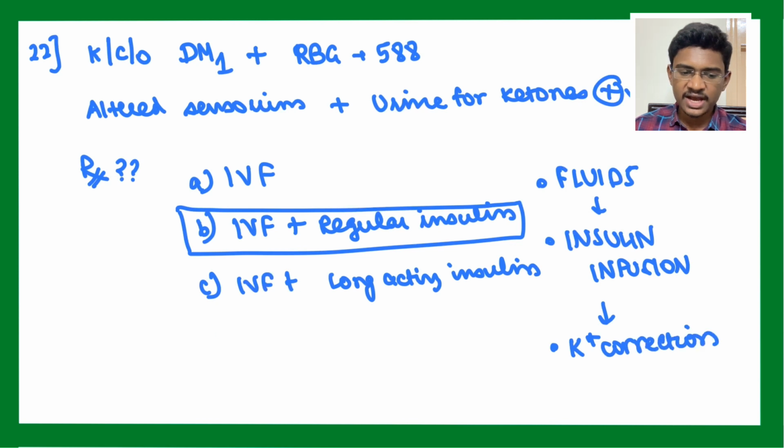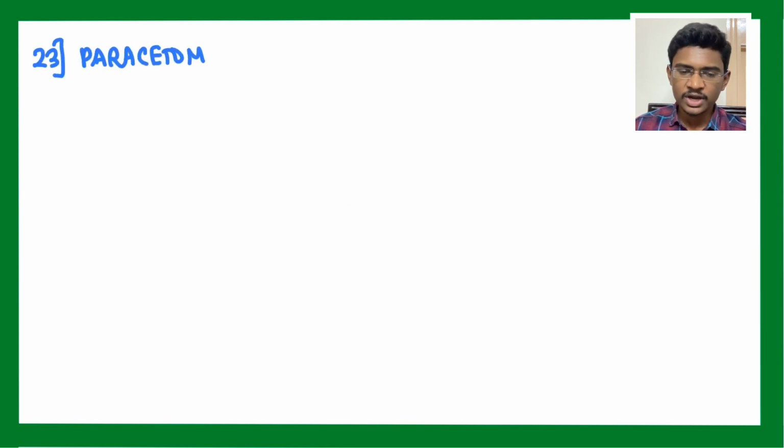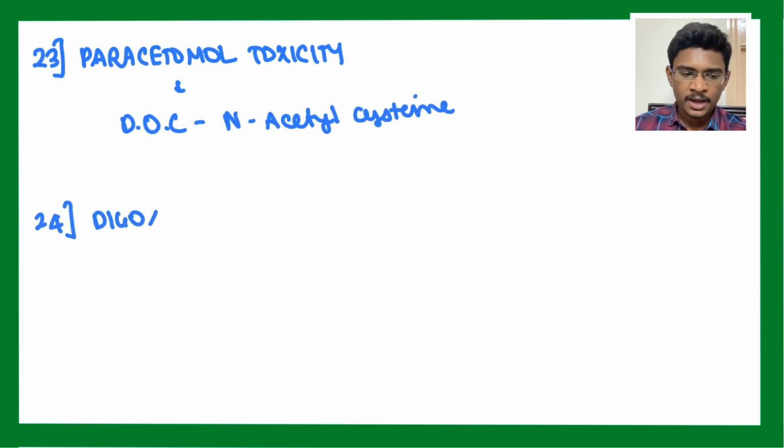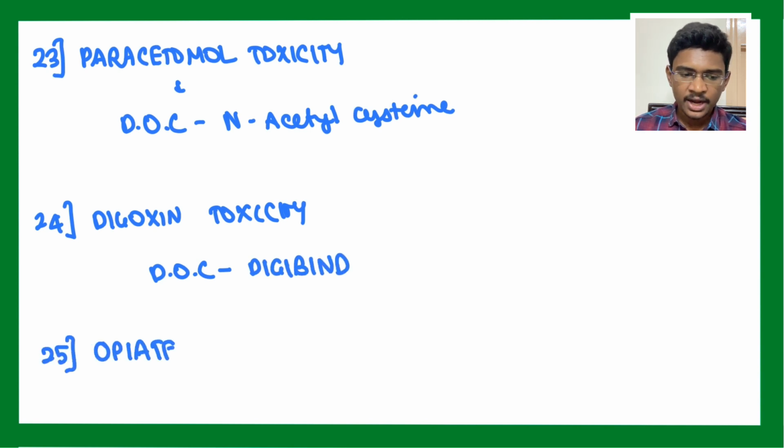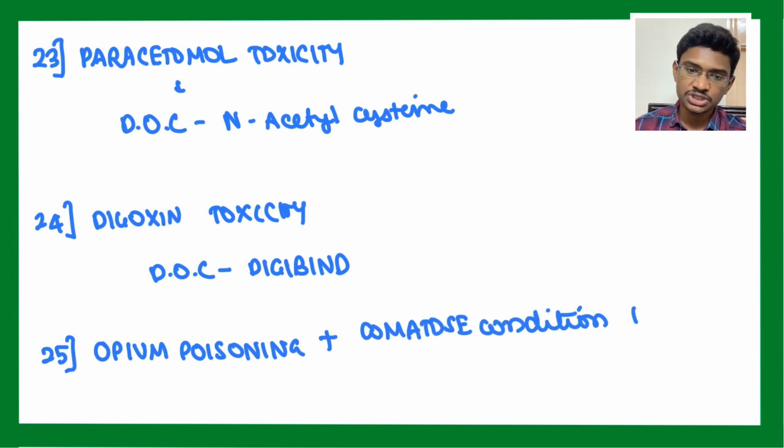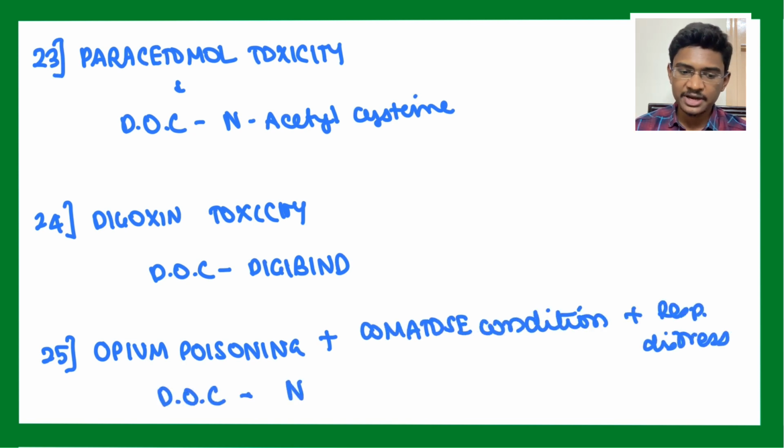Three questions were asked for toxicity and drug of choice. One is paracetamol toxicity, drug of choice is N-acetylcysteine. And digoxin toxicity, drug of choice digibind. And one more question, opium toxicity with a patient having altered consciousness, comatose state and respiratory distress. Obviously the answer will be IV naloxone. Naltrexone is for maintenance, chronic therapy, long acting. It will be used for maintenance to prevent withdrawal. In acute settings, the drug of choice will be IV naloxone.